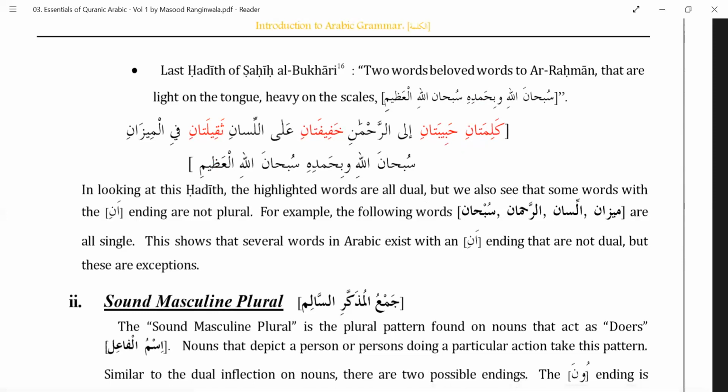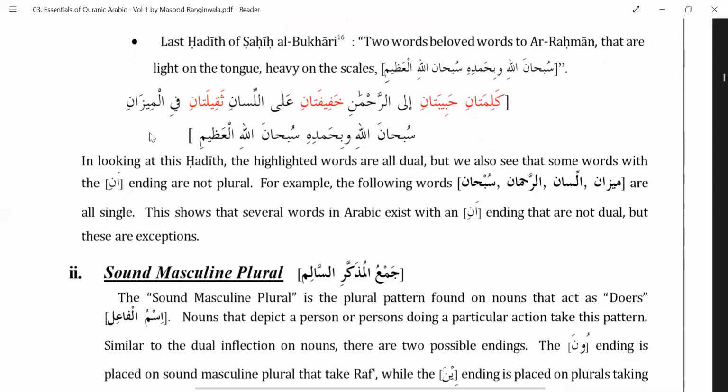If you look at this hadith, the words highlighted in red are all dual. But you can see some more words ending in ani, like ar-Rahmani, al-lisani, fil mizani. So ani, ani, ani is coming, but these are all single. So you can have some words ending in ani which are not dual. These are all exceptions. As and when you read the Quran and build up your vocabulary, you will come across this. But the majority of ani words will be dual. Words like ar-Rahman, al-Lisan and al-Mizan are not two.